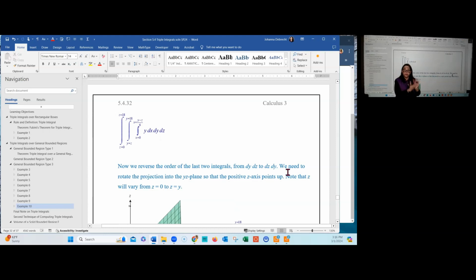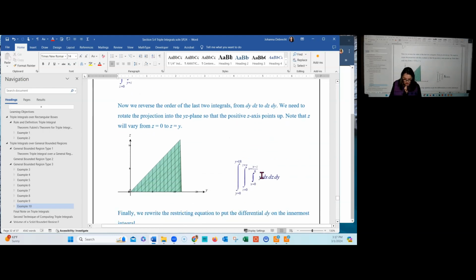Now, what if we want to reverse the last two? If we want to reverse the last two, then we need to reorient the projection so that z is the middle differential pointing straight up, and y, the last one, is pointing out to the right. So this is more easily found on CalcPlot 3D.